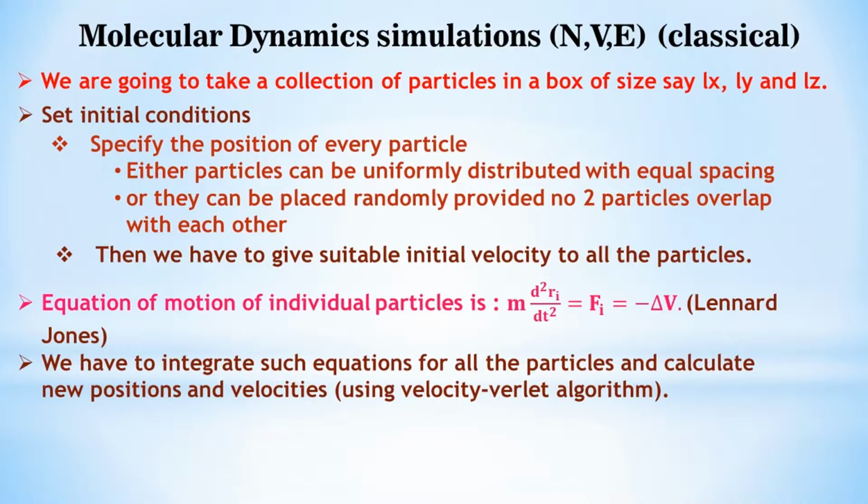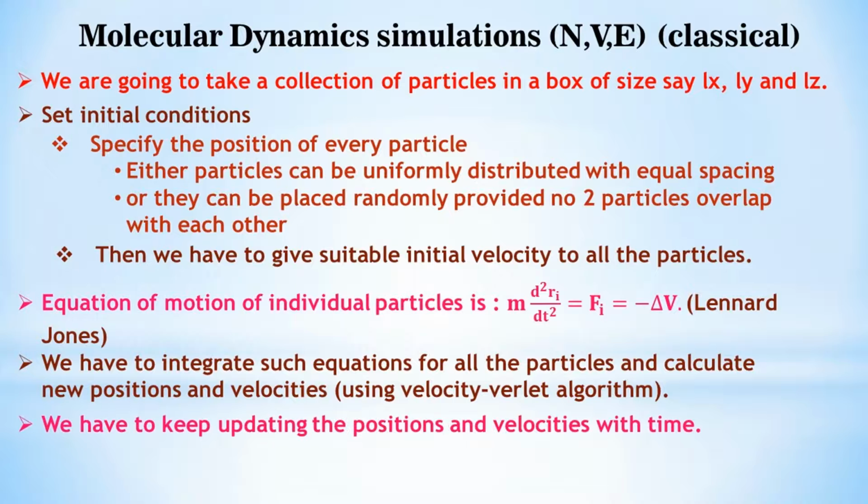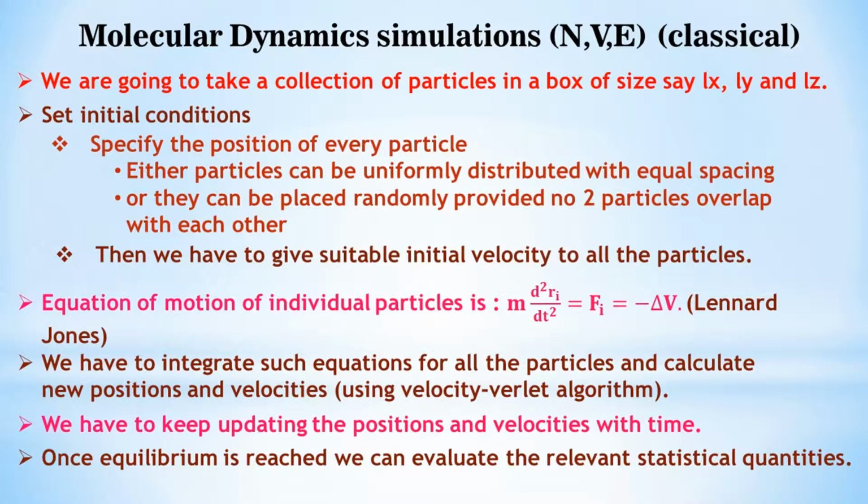Equation of motion of individual particles is m d2r by dt2 equal to fi equal to minus gradient of potential. The potential we are going to take is the Lennard Jones potential, the details of which we will discuss later. We have to integrate such equations for all the particles and calculate new positions and velocities using velocity-Verlet algorithm. This velocity-Verlet algorithm also we are going to discuss later. We have to keep updating the positions and velocities with time. Once equilibrium is reached, we can evaluate the relevant statistical quantities.